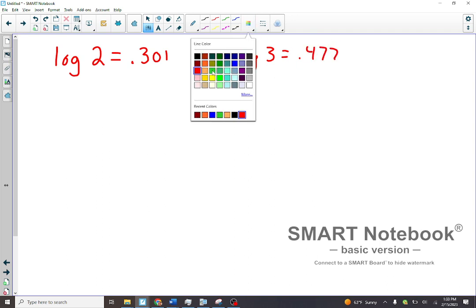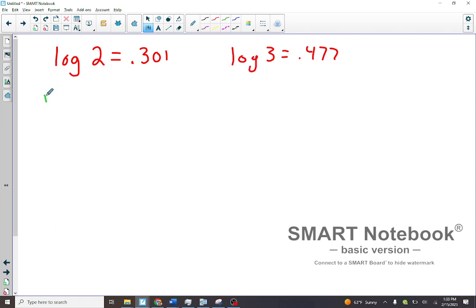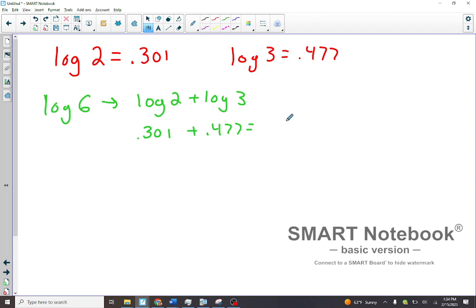So I could give you questions where you use the log exponents or the log products in order to do the math. For example, if log 2 is 0.301 and log 3 is 0.477, if I had something like log 6, I could rewrite it as log 2 plus log 3. Well, I know what log 2 is, 0.301, and I know what log 3 is, 0.477. So you add that together, and you get 0.778.